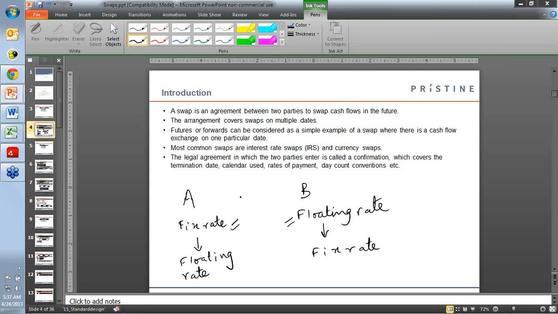So what happens in this case usually is they effectively pay each other's loans. So you will have A paying B's loan. A will essentially pay the floating rate loan to B, and B will pay the fixed rate loan to A. So here what they are doing is basically changing the nature of their liability. A is changing the nature of its liability from a fixed rate payment to a floating rate payment, whereas B is changing the nature of its liability from a floating rate payment to a fixed rate payment.